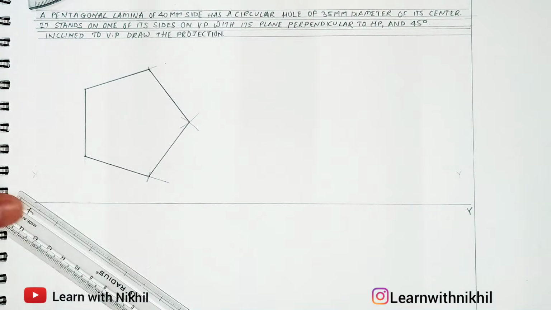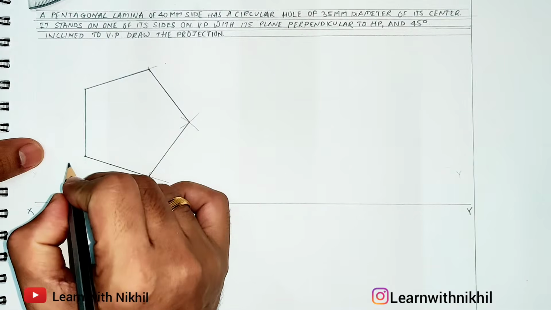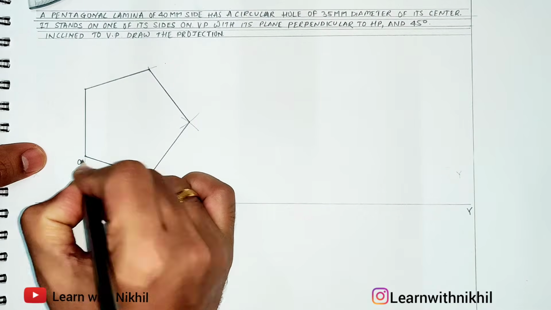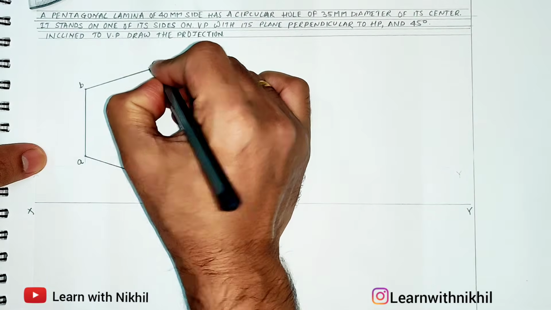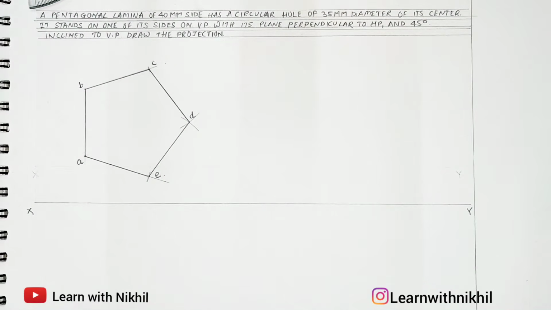Now after drawing the pentagon, you have to give the naming to the sides. So this I'll name it as A, then B, C, D and E, the edges of the pentagon.